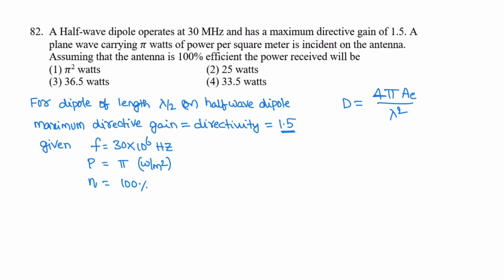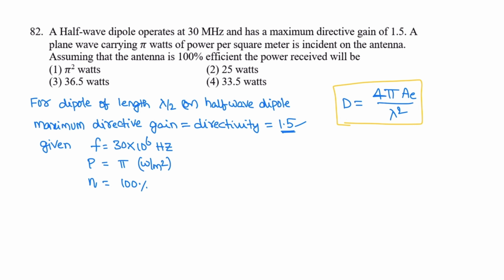Next question. A half wave dipole operates at 30 megahertz. Given frequency of operation is 30 megahertz and directive gain of 1.5. So for a dipole of length lambda by 2, or half wave dipole, the maximum directive gain or directivity is 1.5. We know the relation between directivity and effective aperture area. Directivity D is 4 pi AE by lambda square.